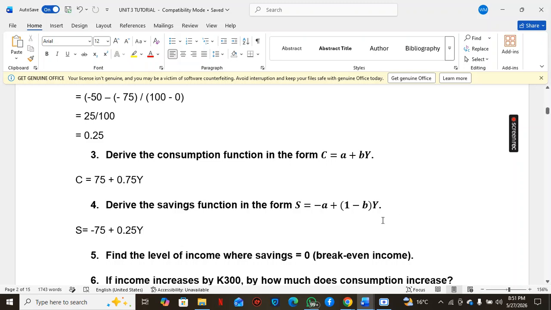You never find in a book it written like MPCY. You need to remember B is MPC, then 1 minus B is MPS. Never write your answer like that, A plus MPCY or negative A plus MPSY.